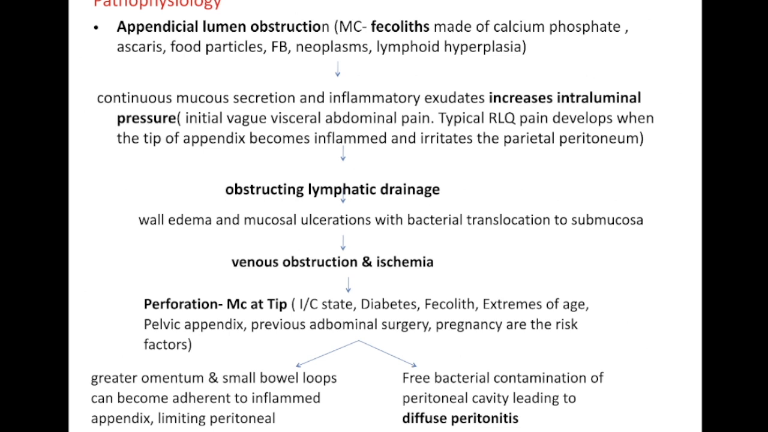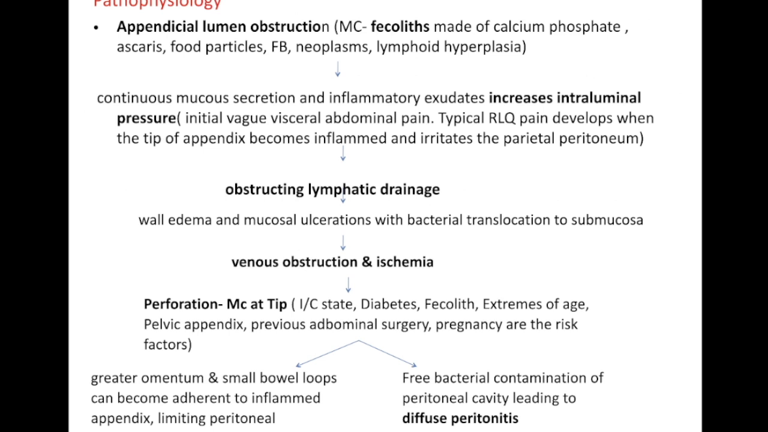The typical right lower quadrant pain develops when the tip of the appendix gets inflamed and irritates the parietal peritoneum, thus causing a migration of pain from the umbilicus to the right lower quadrant. Now this leads to obstruction of the lymphatic drainage, edematous walls, mucosal ulceration, bacterial translocation, venous obstruction, and ischemia, and finally leading to a perforation, most commonly at the tip.